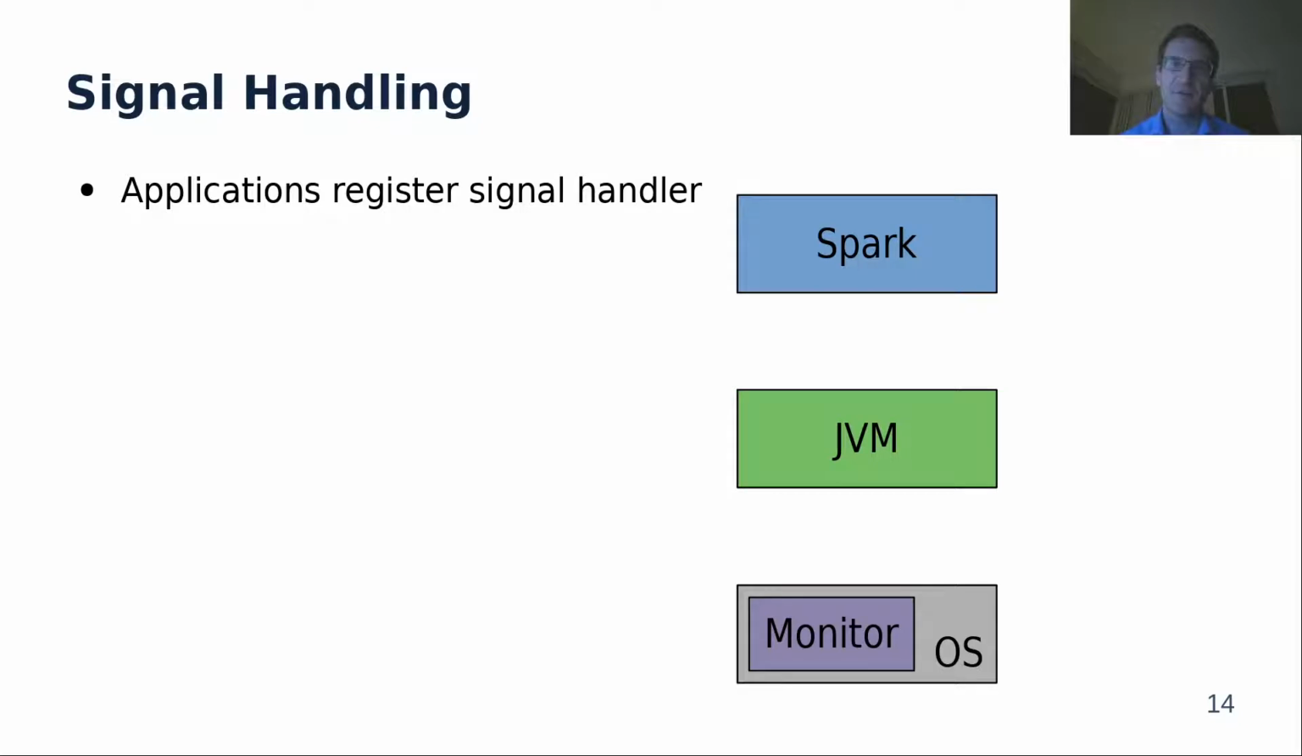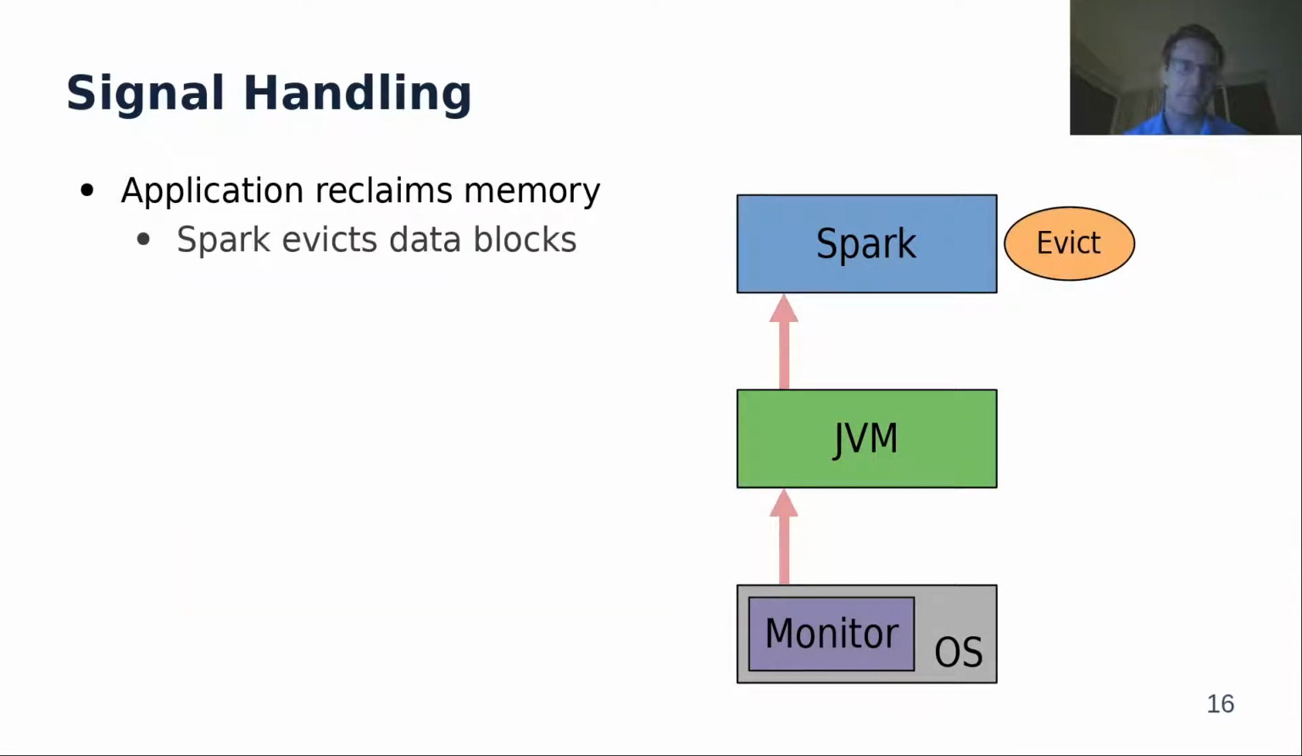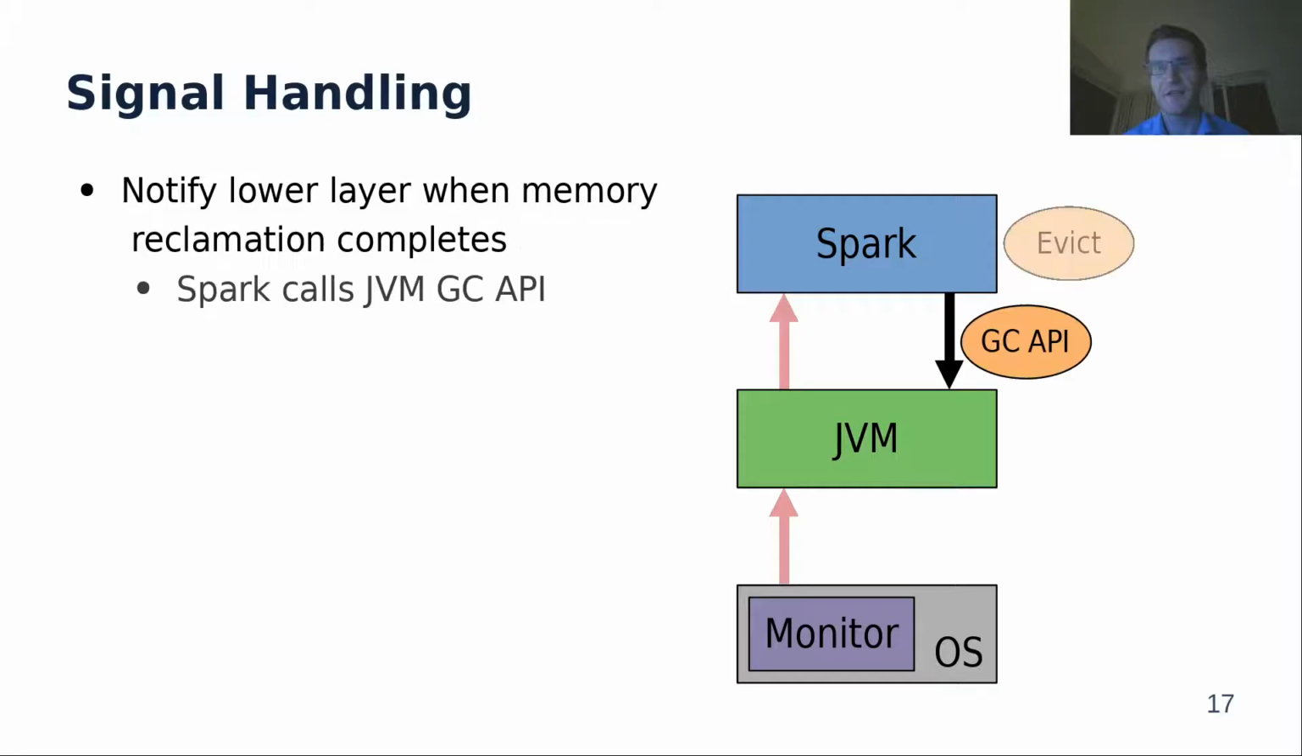Now, let's walk through an example of a Spark stack handling a signal from the monitor. On startup, Spark will first register its signal handler. Then, when the monitor detects system memory passing a threshold, it'll send a signal to the process. In this case, the monitor sends a signal to the JVM, which then calls the Spark signal handler. The topmost layer then begins reclamation. In this case, Spark will evict from its block cache.